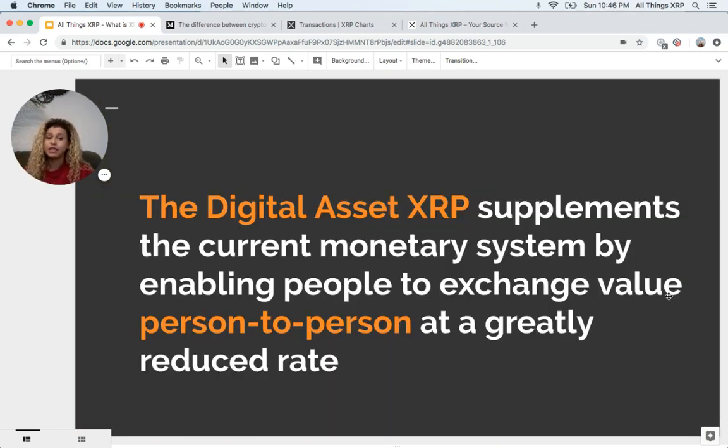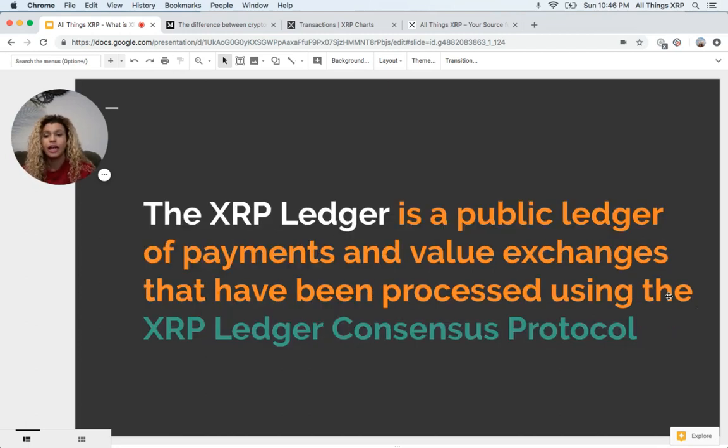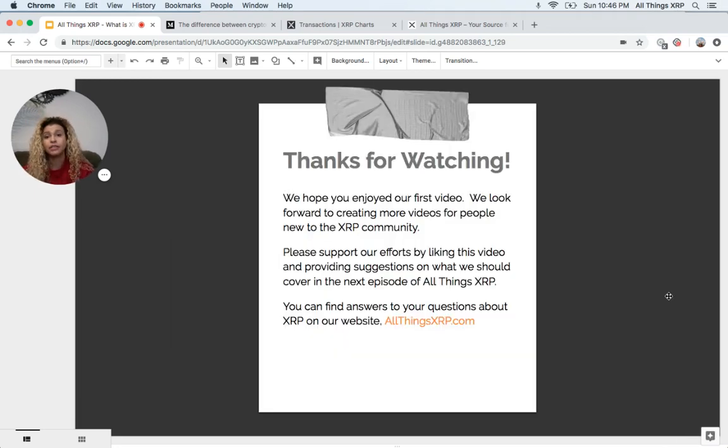So the digital asset, XRP, supplements the current monetary system by enabling people and organizations as well to exchange value person to person at a greatly reduced rate. XRP is a cryptocurrency that lives within the XRP Ledger, and the XRP Ledger is a public ledger of payments and value exchanges that have been processed using the XRP Ledger Consensus Protocol. So that brings us to the end.